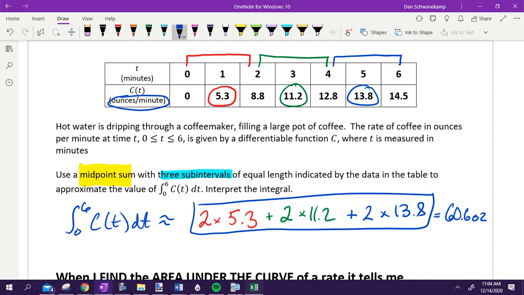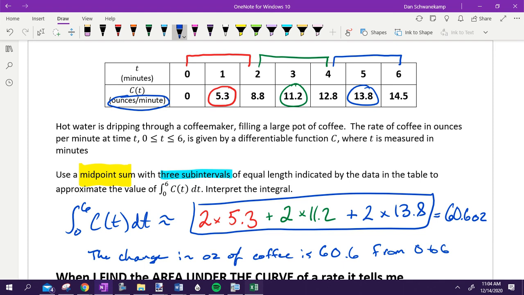So if I interpret it, the change in ounces of coffee is 60.6 from 0 to 6 minutes. That is the interpretation. It was the change in whatever we changed. Now it's ounces of coffee because it was ounces per minute. Now it's ounces. I said the amount. And then the other thing that we need to state there is the time interval. It is starting at 0 and going to 6.